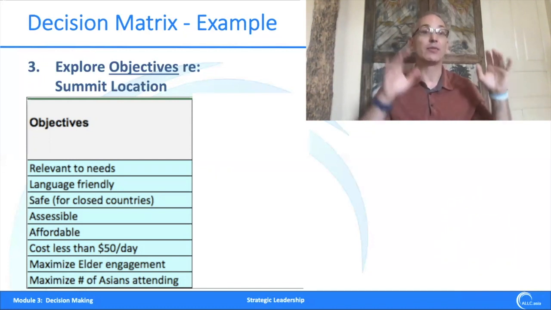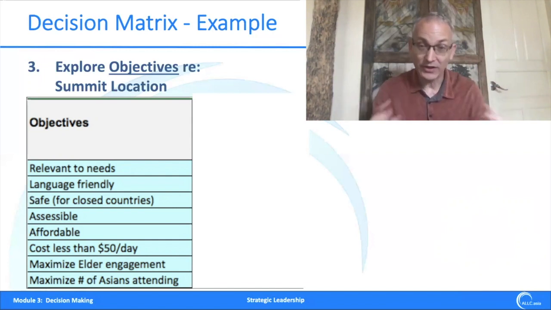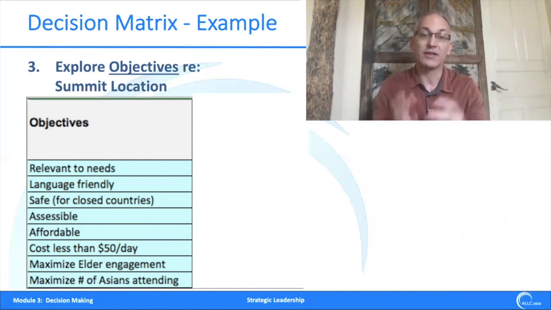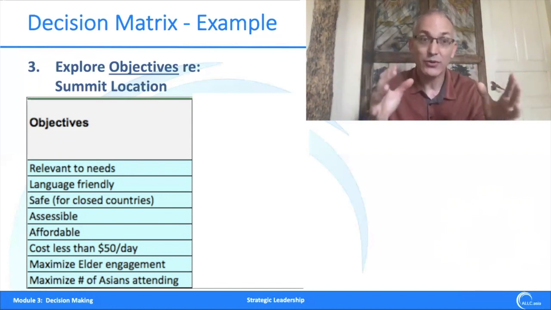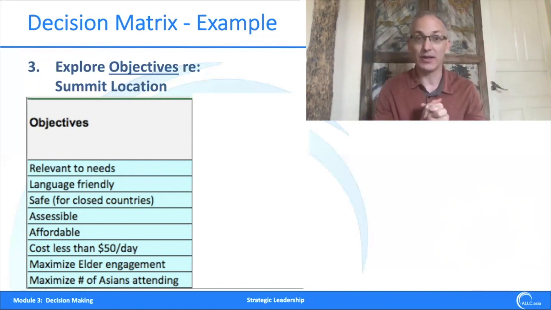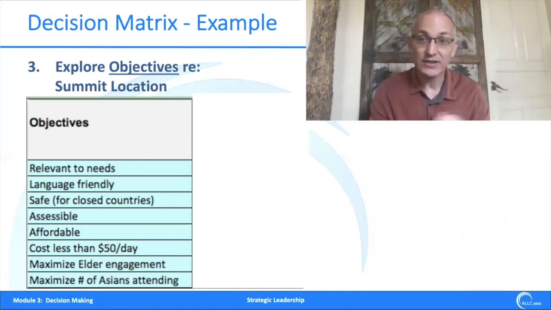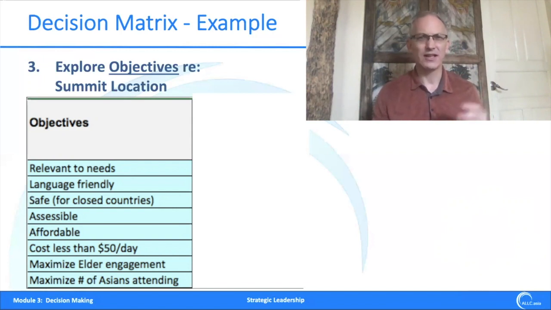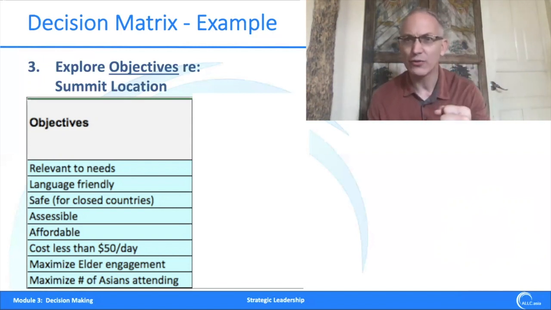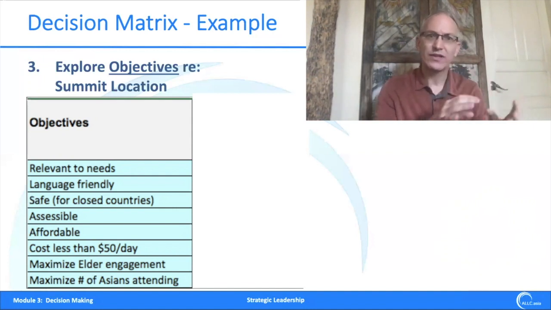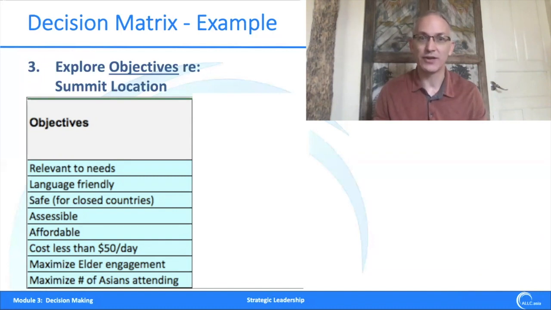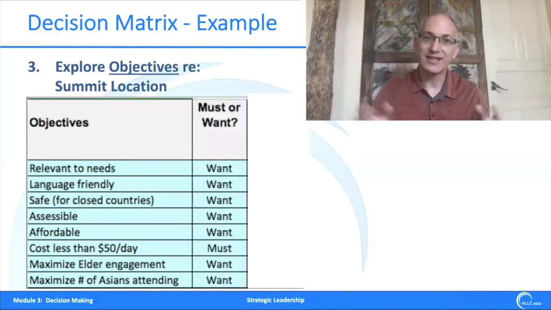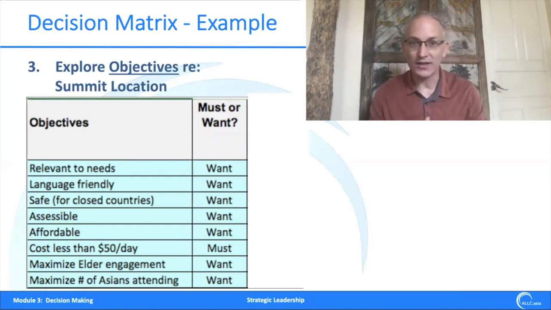We said we want to be able to maximize our elder engagement, the number of elders that can come to the Leadership Summit, and we want to maximize the number of Asians who can come to the summit. So these were some of the most important end objectives we were trying to accomplish in making the decision. And once you've got that list of objectives, whatever they are, then you start thinking about, well, which ones of these are like an absolute must? We have to have it or we won't do it. And which of these objectives are just a want? We really would like to see this happen as much as possible, right? So we went and you assess that as well. Which of these are musts and which of these are wants?